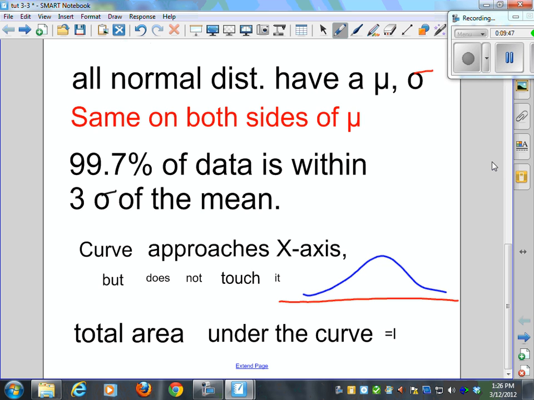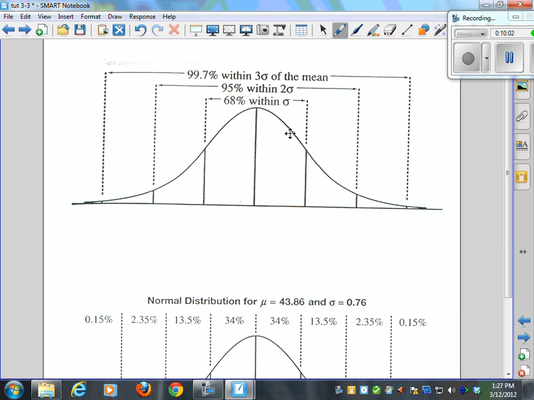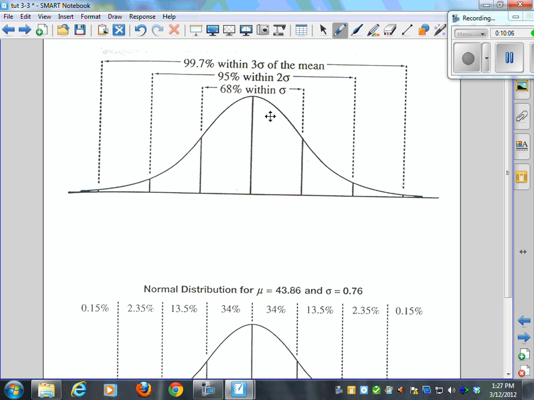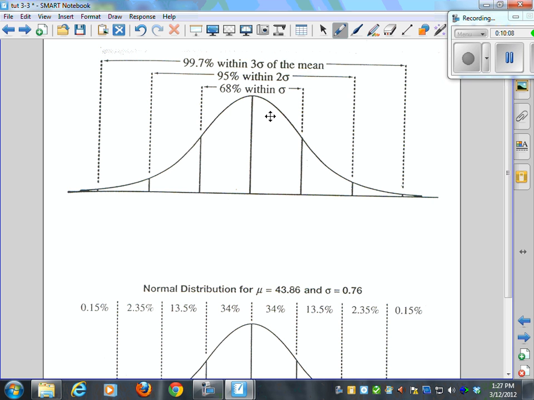Okay, so that's sort of the basic properties, although those are basic definitions that probably don't have a lot of use to you. However, the next one is very useful. Do you guys have this chart on the next page? This chart is super important for you.